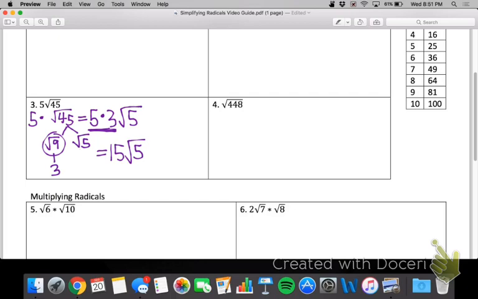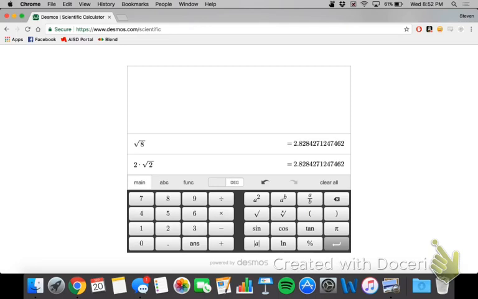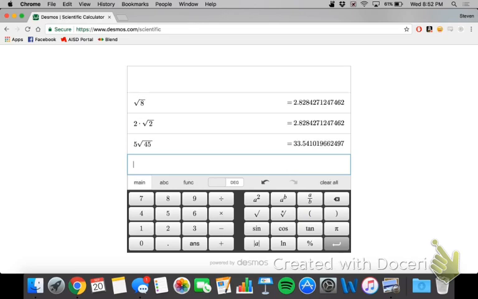So once again, let's go ahead and check our work. So we said we had 5 square root 45, and then we said it was equal to 15 square root 5, and once again we get the same ugly decimal for both, so we know that they're equivalent.